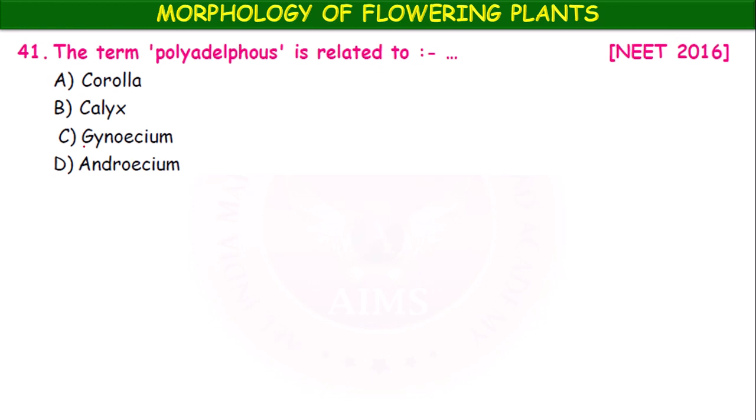The term polyadelphous is related to corolla, calyx, gynoecium, androecium. Polyadelphous is related to the androecium, the male reproductive organ.